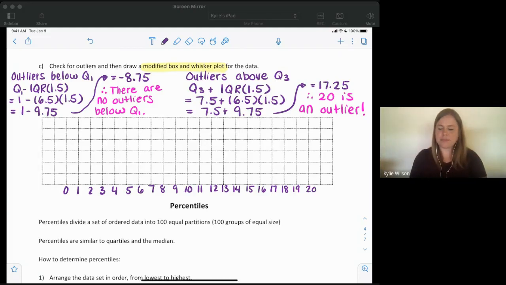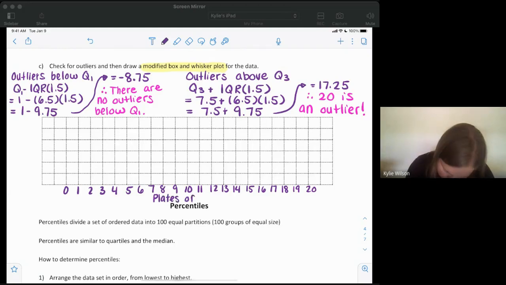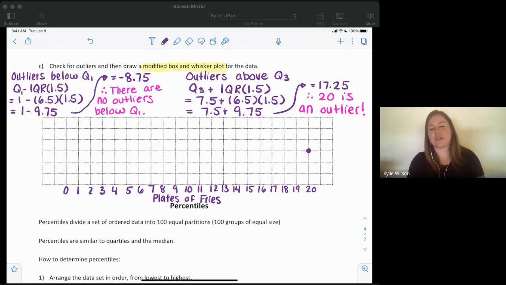And I also want to label it again. So we have plates of fries, just like that. This time around though, I'm going to start by plotting my outlier. So my outlier is at 20, and it's just over here. I'm just going to start by plotting my outlier. And now I'm going to graph everything else exactly the same, but as if 20 wasn't there.